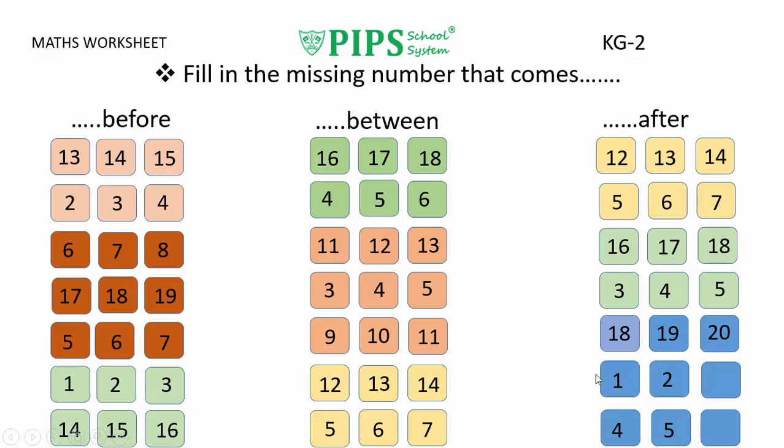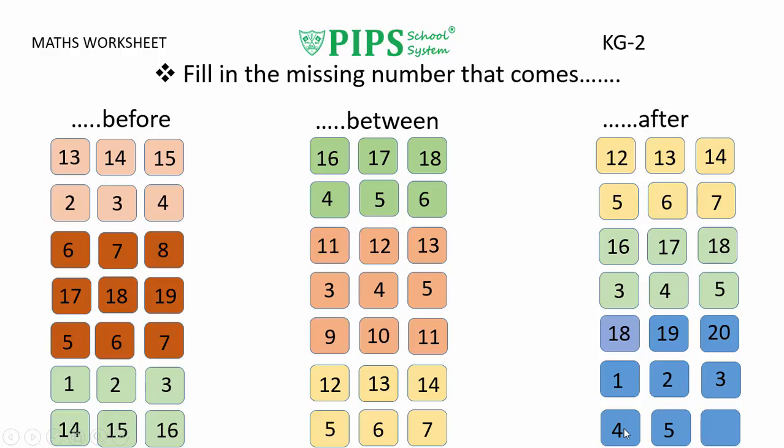Let us find the number which comes after 2. Start counting from 1. 1, 2, 3. 3 comes after 2. So we will write the number 3 in the empty box like this. 1, 2, 3.